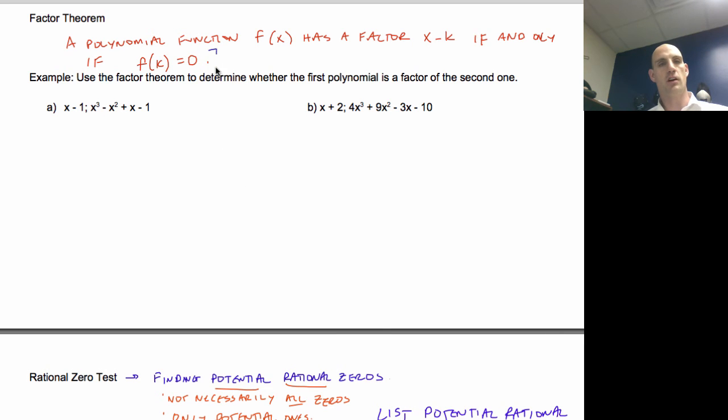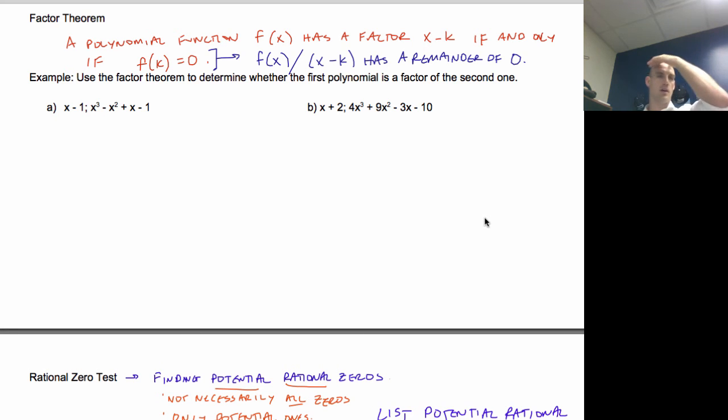Using what we just talked about, this would mean that f of x divided by x minus k has a remainder of 0. So it has a remainder of 0. Well, what we're going to see is those x's at those values give us 0 when we put them into the function. Well, those are going to be the zeros of the function on the graph.